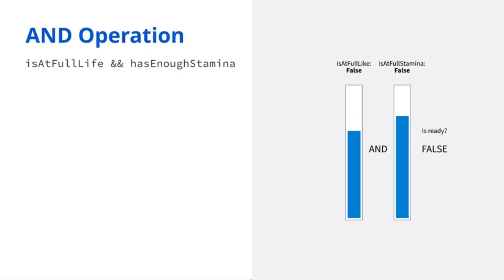Let's say these are the bars of life and stamina of the player. Here, both bars are below full, so the operation to determine whether the player is ready returns false. Even if one of the bars goes up to the top at full, the player is still not ready. The operation keeps returning false because one of the variables is false. It is only when both conditions are met that we have a player that is ready to play.